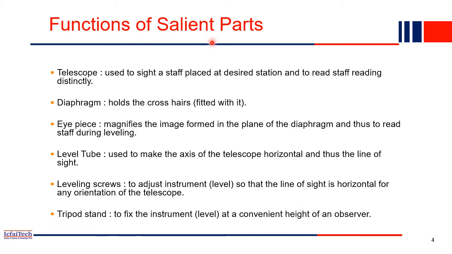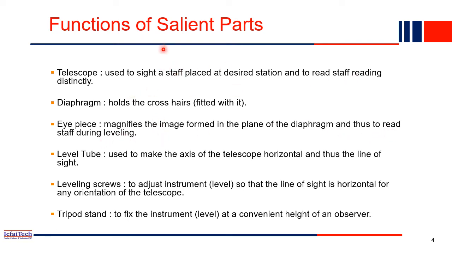Some functions of the salient features that we already discussed. There will be a telescope, right? The blue-colored portion in the middle is the telescope, basically used to sight the staff. You have the staff at one end and the telescope, or the entire instrument, at the other. From there we make the line of sight, and after that we take the readings. Next you have the diaphragm, in which the crosshair is there. Then you have the eyepiece, which magnifies the image formed in the plane of the diaphragm, and thus you read the staff reading.